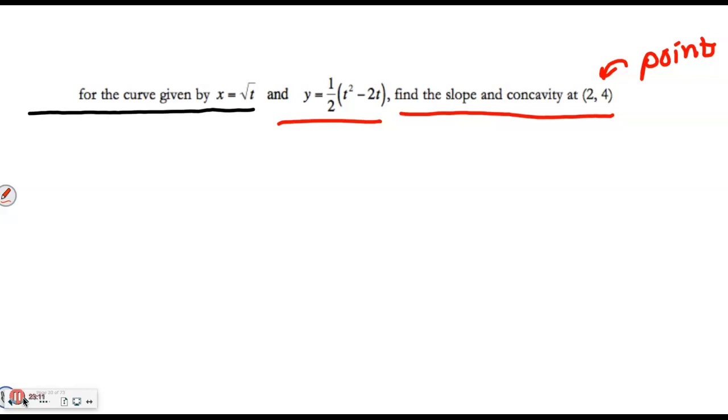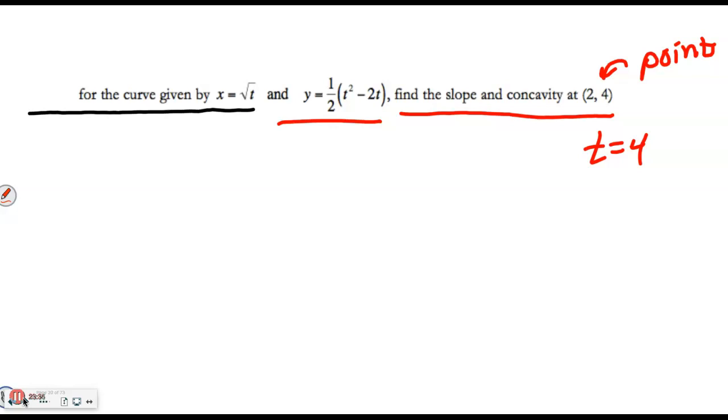So let me think that out. Which equation is easier to work with, the x or the y? X. So I would just say 2 has to equal root t. What's t? 4. So sometimes you're going to have to use intuition for the t. I actually just bumped up the difficulty a lot on this one because I just wanted to get the skills down.